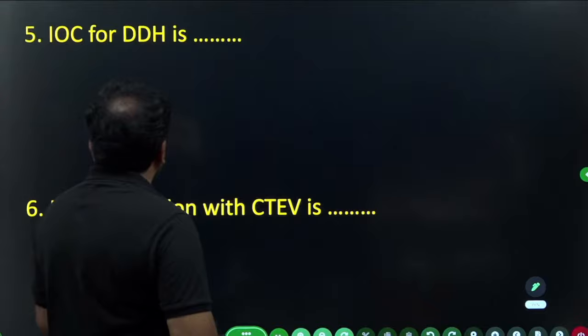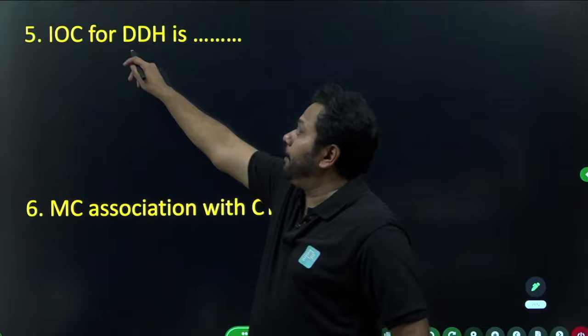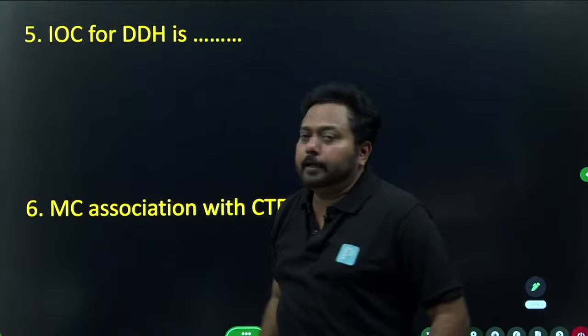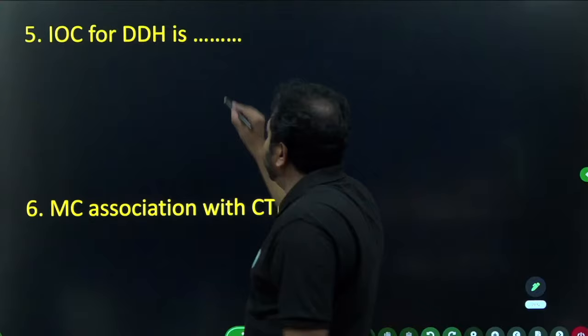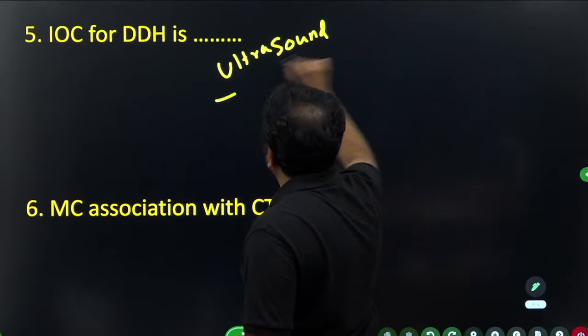Now we'll move on to the fifth. Investigation of choice in case of developmental dysplasia of the hip. This is a very simple, straightforward answer. Developmental dysplasia of the hip was previously called congenital dislocation of the hip. The investigation of choice is not X-ray. Investigation of choice is always ultrasound.